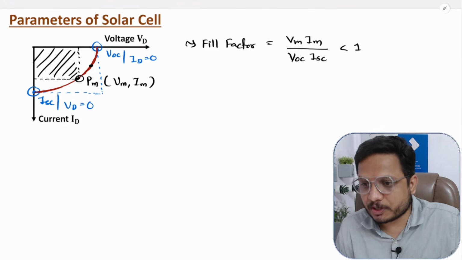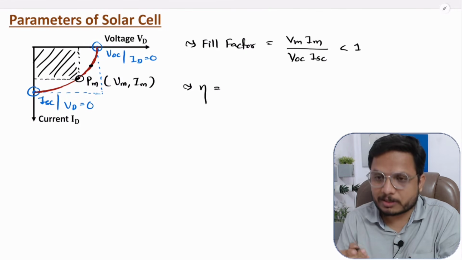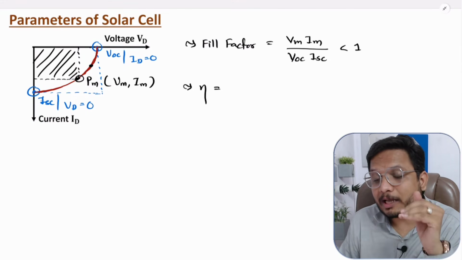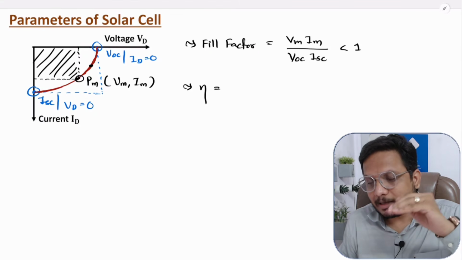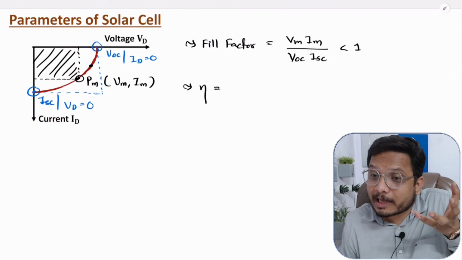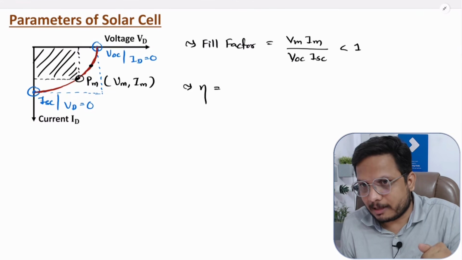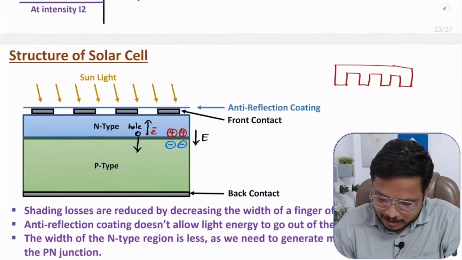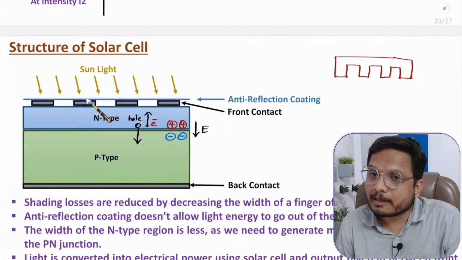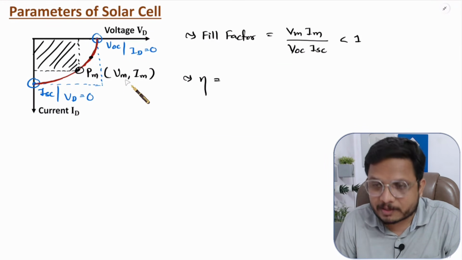Now second is efficiency. Let me note down efficiency. So what is efficiency? Efficiency is the amount of power generated divided by the total power of light. It is the maximum power generated by the solar cell divided by the total power of light falling on that solar cell, right? Here on this solar cell, the light has some power, so that is P in. And how much maximum power is generated? I have told you, that will be at this point, which is VmIm.